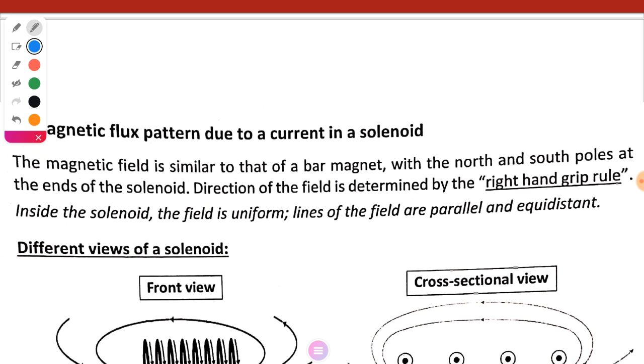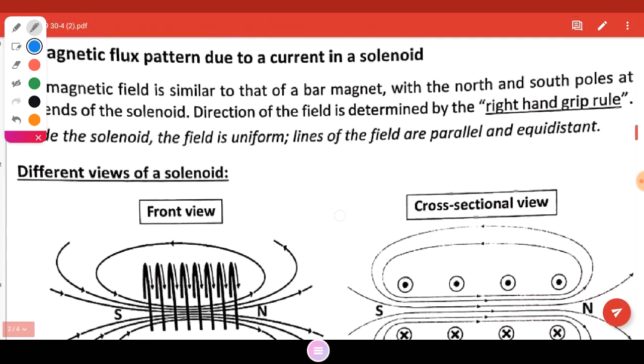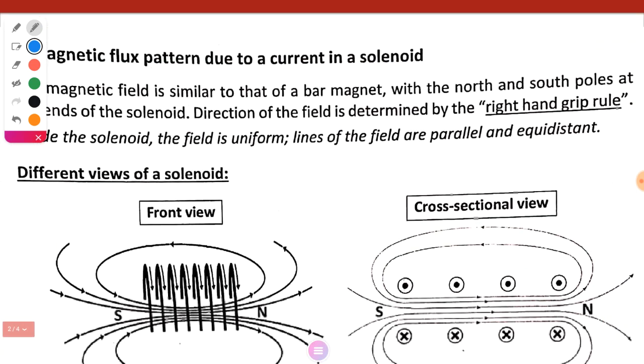The direction of the field is determined by the right-hand grip rule. Inside the solenoid, the field is uniform. Lines of the field are parallel and equidistant. This means that it is a uniform magnetic field. Different views of the solenoid.